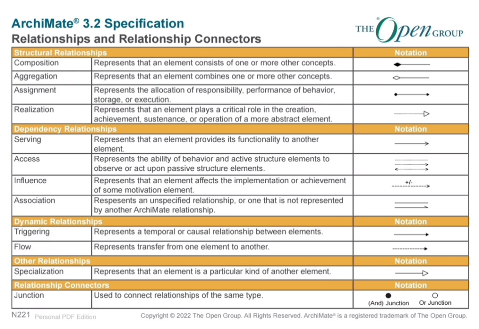And there's also influence, which shows how one element affects the properties of another. This is particularly relevant when you're looking at motivation elements like goals or drivers. Okay, makes sense. What about things changing over time? For that, you have dynamic relationships. Triggering shows a temporal or causal link. One event or process step triggering the next one. Like dominoes falling. Sort of, yeah. And flow is about the transfer of something, specific data, material, energy, between elements.